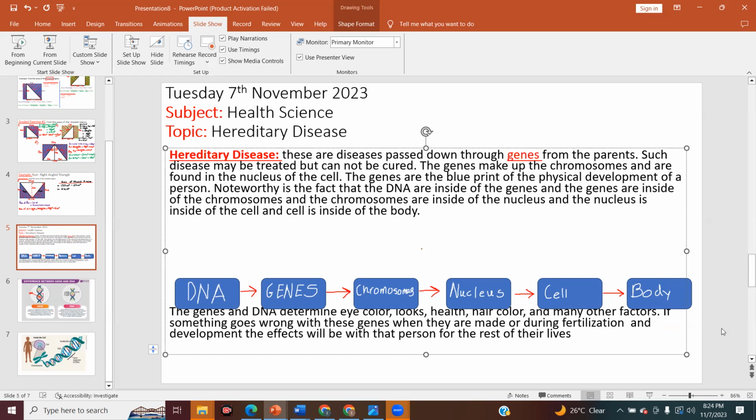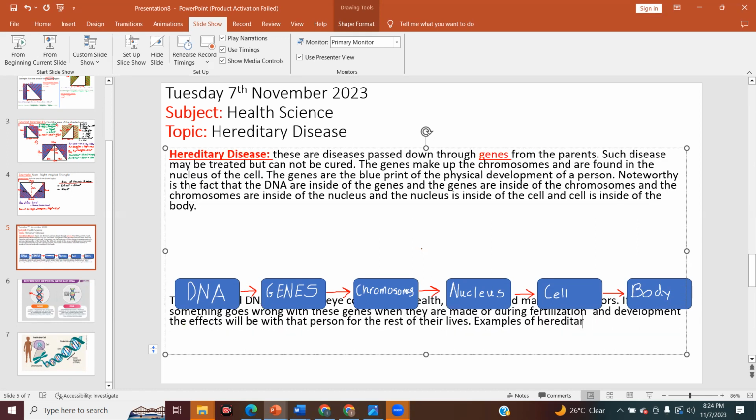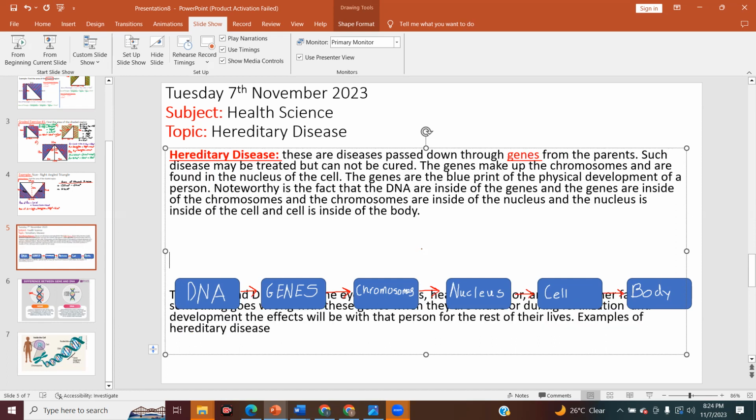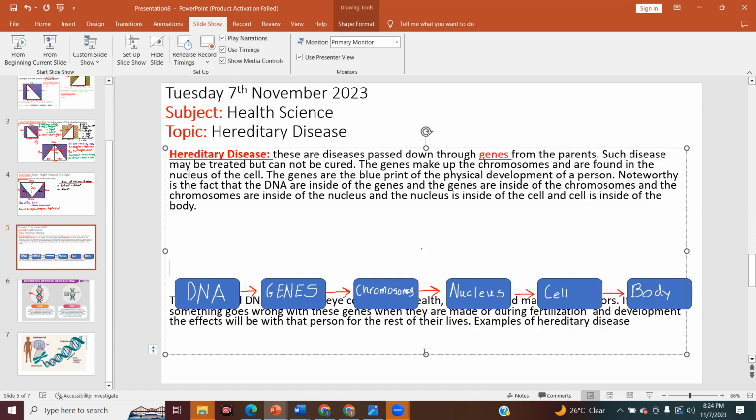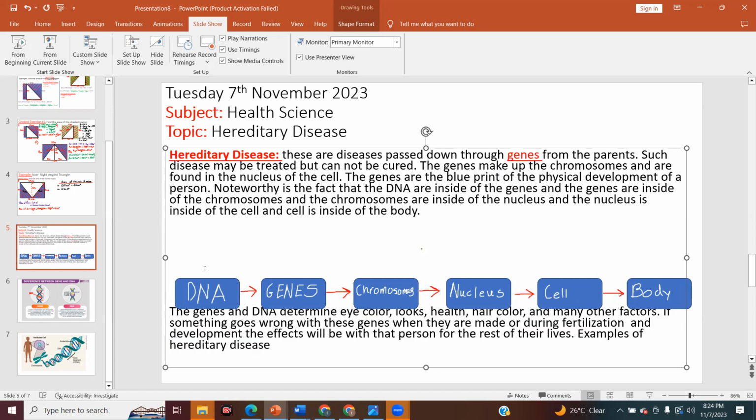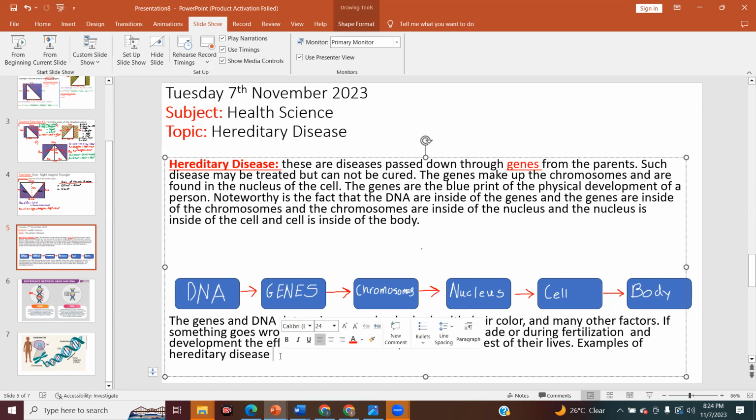So examples of hereditary diseases would be what? Albino. We talk about albino. I don't know if we have talked about it, but has anyone ever heard about sickle cell? Yes, sickle cell anemia. That's when your red blood cell is shaped like a banana or crescent moon.